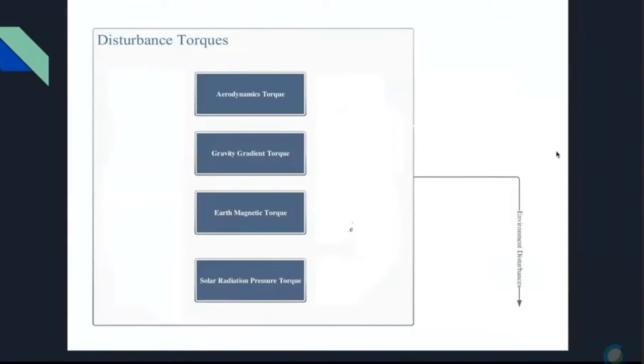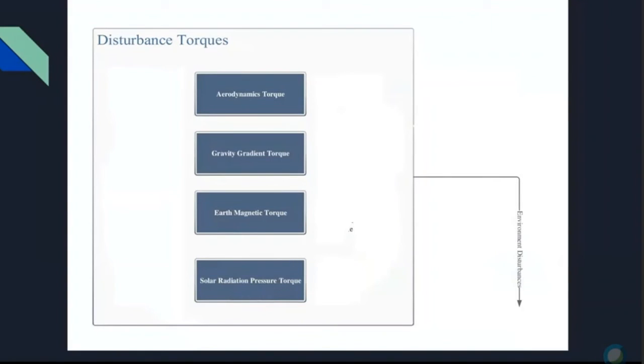Okay, so this is the torque block. To examine the performance of the ADCS, it's necessary to investigate the effects of the environmental disturbances on the satellite attitude. So we see here that there are 4 main torque disturbances that act on a satellite orbiting the Earth. The first one is the aerodynamic torque. This torque is due to the air density, and it has a significant effect on LEO satellites because LEO satellites orbit in a very low orbit.